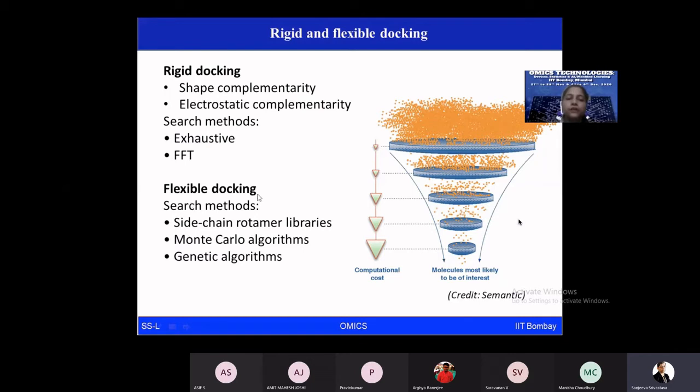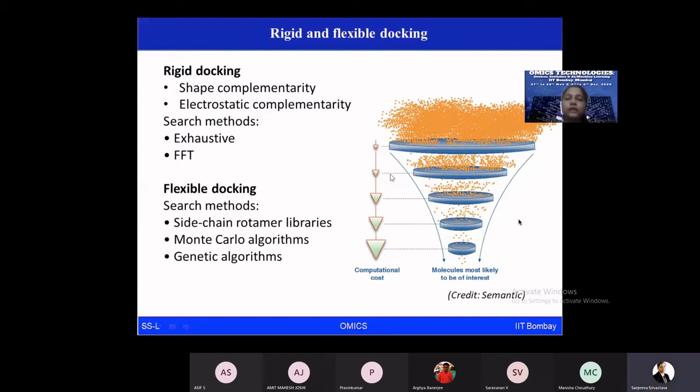In the case of flexible docking, this is one step ahead of rigid docking. Here, we consider that the protein would change its conformation whenever the ligand is binding to the binding site of the protein. This is basically contributed by the sidechain rotamer libraries, which are libraries of various rotations in which the sidechains can rotate. Then Monte Carlo algorithms and genetic algorithms are widely used in flexible docking.